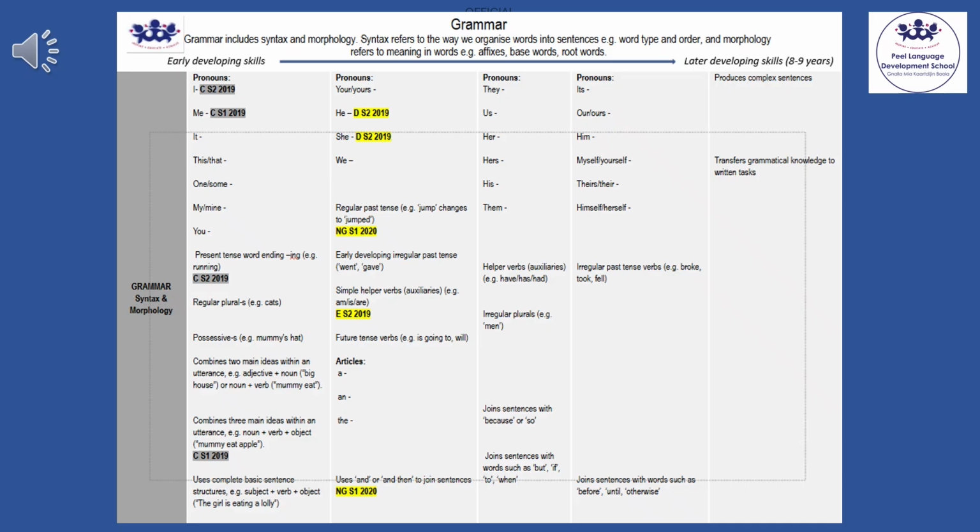Another important aspect of grammar is learning how to link our sentences together, and your child may have a goal set for joining words, and we usually start with and then, which helps when describing a series of events, and then we move on to more complex joining words such as because, so, but, if and until, making our sentences more complex.